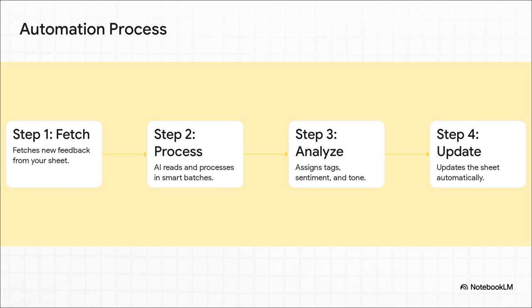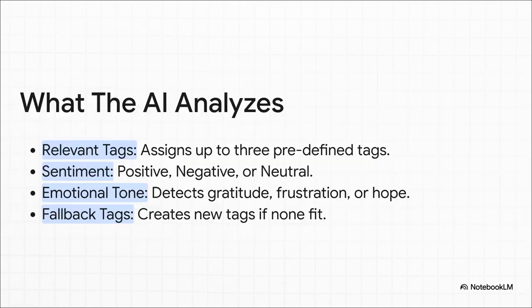First, the system is always watching your Google Sheet. The second new feedback lands, it gets fetched. Second, it bundles that feedback into smart batches to work efficiently before sending it over to the AI. Third, the AI does its thing, assigning tags, figuring out the sentiment, even the emotional tone. And finally, all that new structured data gets sent right back to your Google Sheet, updating it automatically. All done.